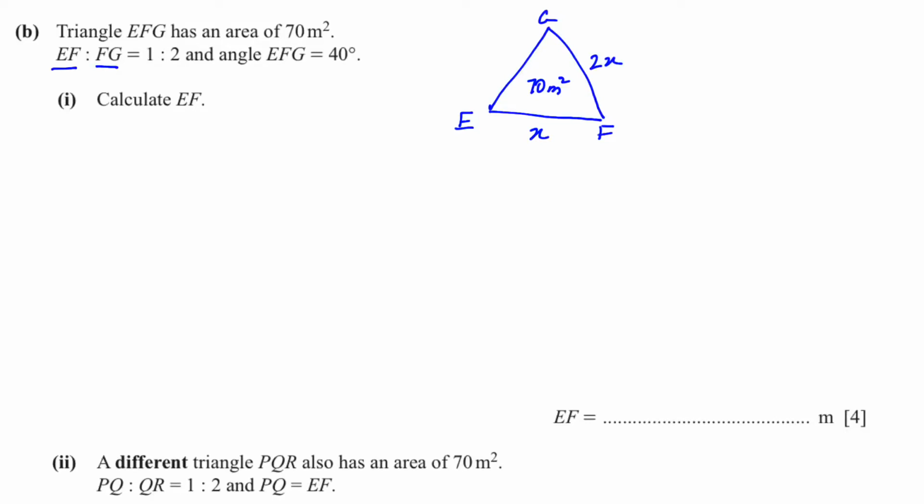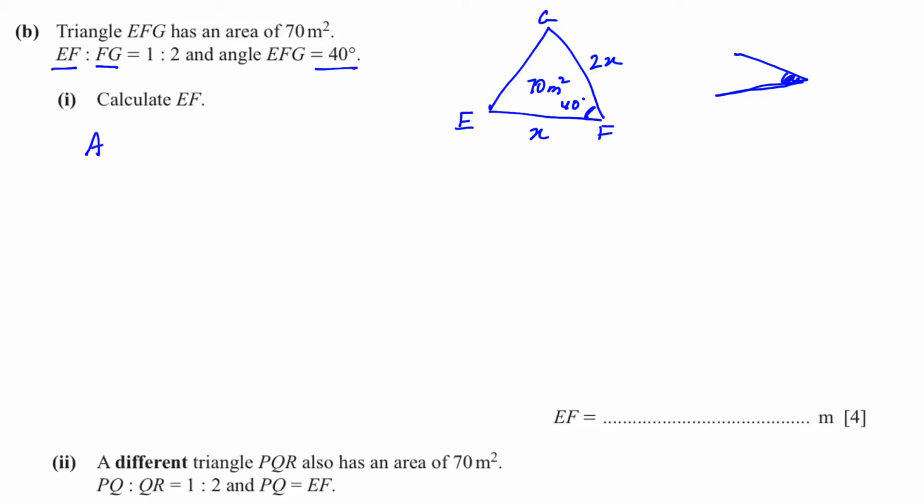So what else is given? Angle EFG is 40 degrees. This angle here is 40 degrees. When area is given to you or you want to find area, and you have two sides and an included angle, you use the sine rule for area. We don't know whether it's a right angle triangle. They have not told us, so we cannot use half times base times height.